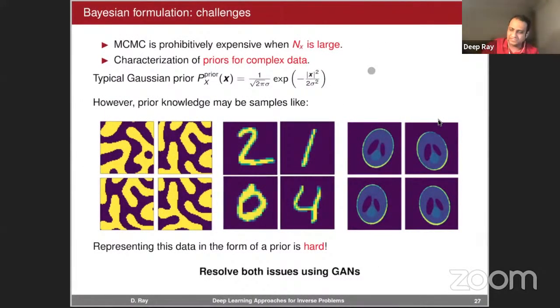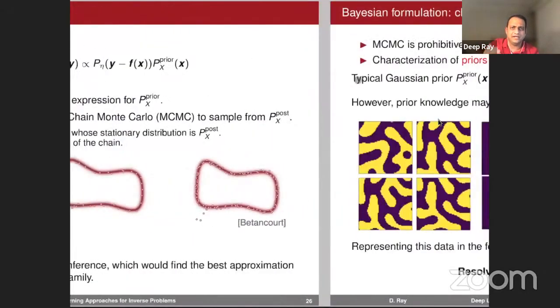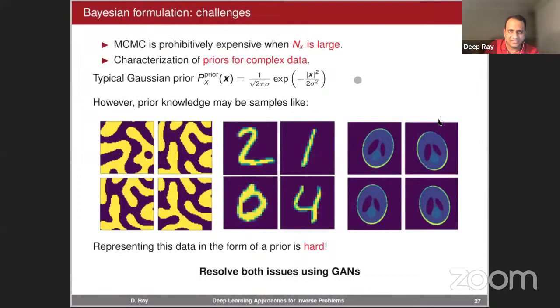Now, what are some challenges with Bayesian formulation? First of all, if the dimension of X that you're trying to infer is very large, MCMC can be prohibitively expensive to use. So you really can't use MCMC when N_X is large, and it could be as large as 3 million for certain problems. And the second problem is, in order to construct explicitly your prior, you might be given data which correspond to complex samples. We had seen this earlier, that if you want to assume a Gaussian prior, it would make life simpler. But of course, if you're given samples which look like this, which is the microstructure or handwritten digits or perturbed Shepp-Logan phantoms, you can't model these kind of samples using a Gaussian prior. And I will show you how you can resolve both these issues using a generative adversarial network.